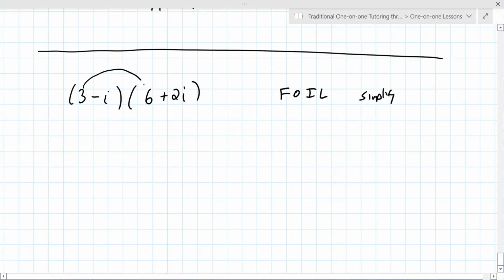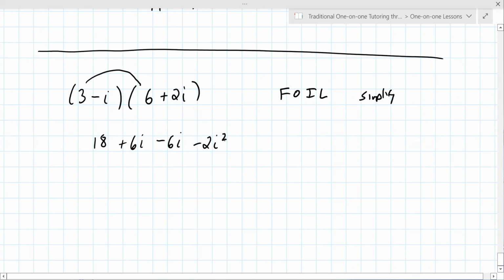So the first times the first, outside times the outside, the inner times the inner, and the last times the last. Okay, and you've seen that before, but let's do it one at a time. So 3 times 6 is 18. And then the outer is 3 times 2i, so that's 6i. The inner is minus i times 6, minus 6i. Minus i times 2i is minus 2i squared.